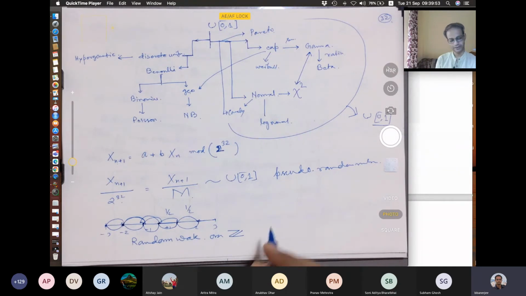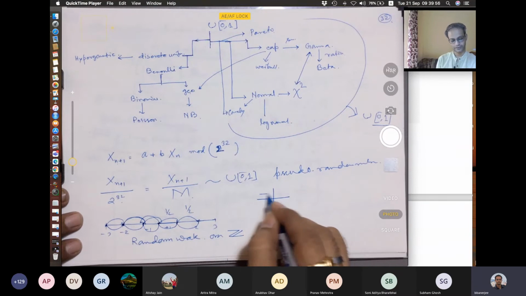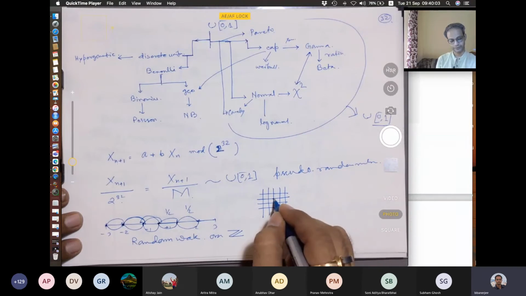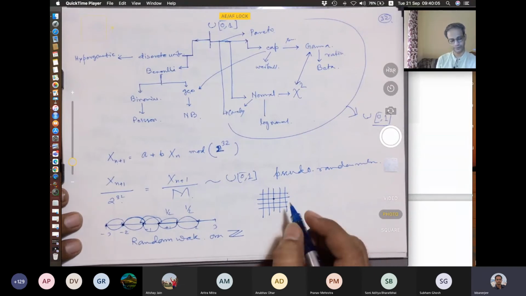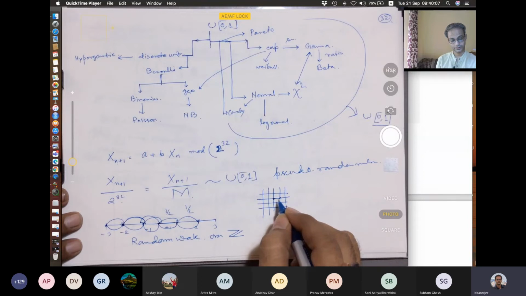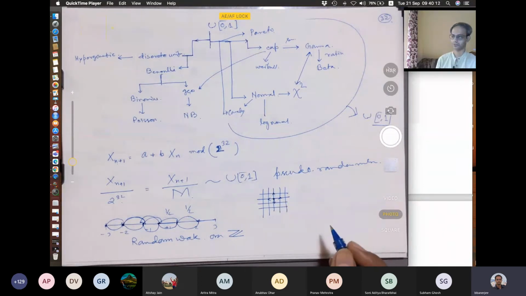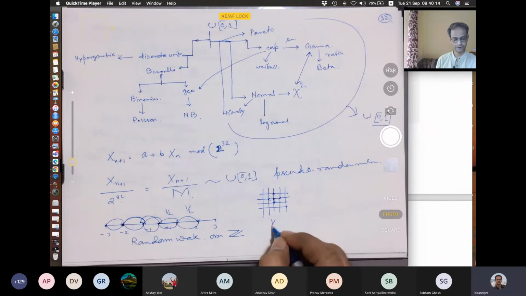Not only this, you can even extend it to a two-dimensional grid. For simplicity, you can think of equal probability 1/4 for this direction, this direction, this direction, this direction. You can go. And if the probability is 1/4, then with probability 1, you will eventually come back to the origin.